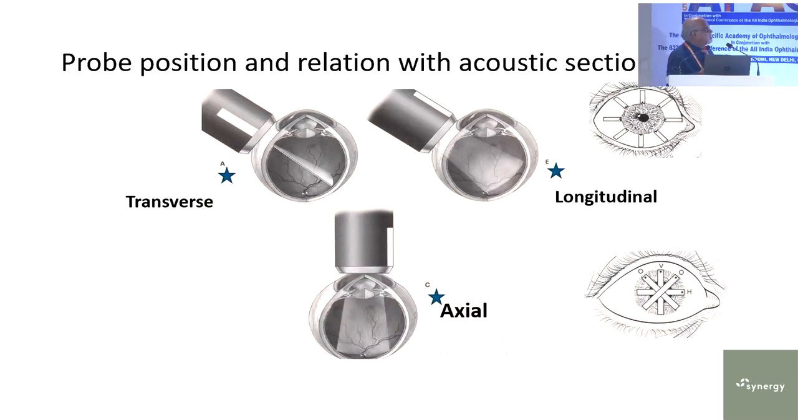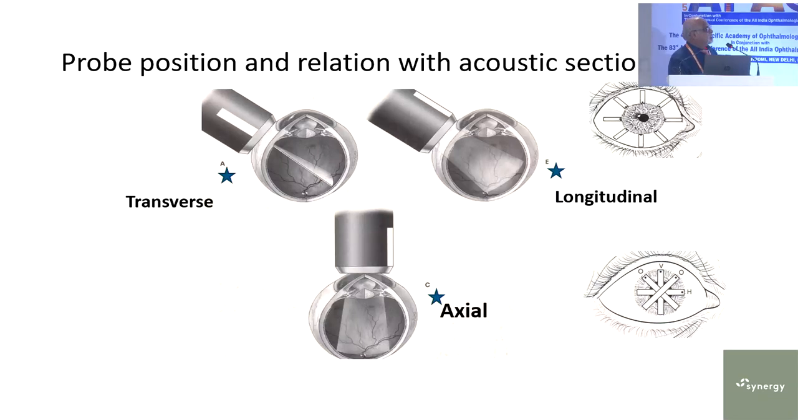Then these are the three positions where the probe is kept, and every probe has a marker, and this marker basically tells us how we are keeping our probe. It can be transverse, longitudinal, or axial, depending upon what area of the retina we are going to look into. Here we must understand that when we keep a probe in the transverse position, the probe goes from anterior to posterior, and the sound waves go from posterior to anterior. This is one thing very, very important to understand.